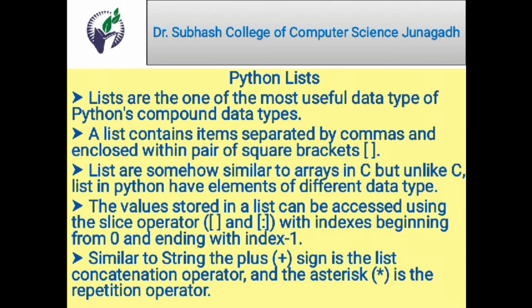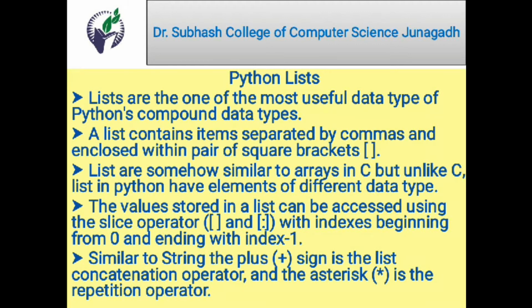If you are creating an array of integers, you must store integer type values. If we create a float type array, all the values must be of floating type. A string also, character type, all must be of character type. But here a Python list may contain elements of different data types.